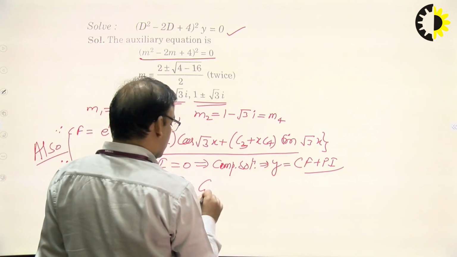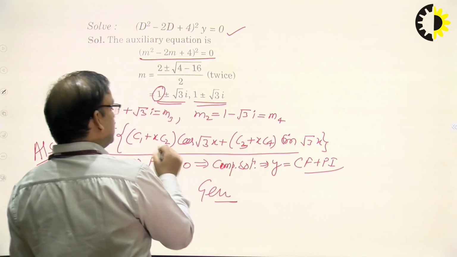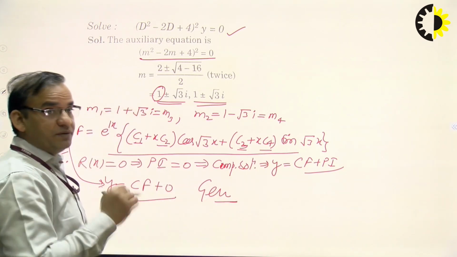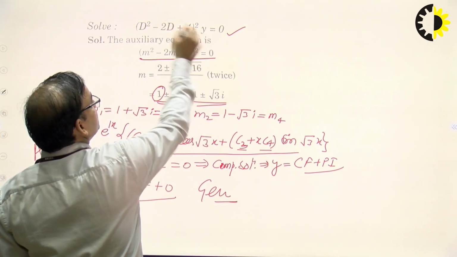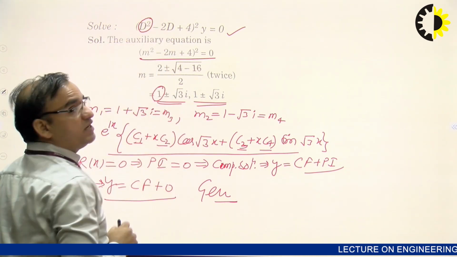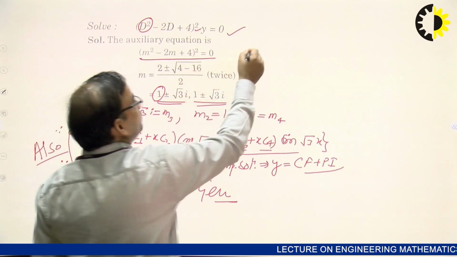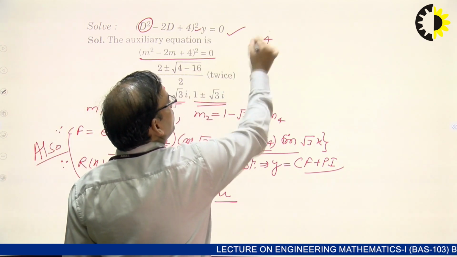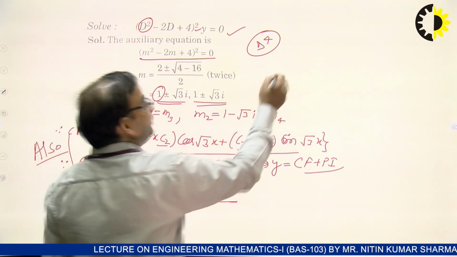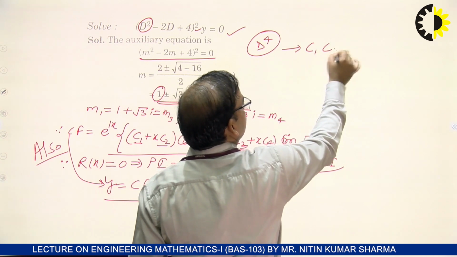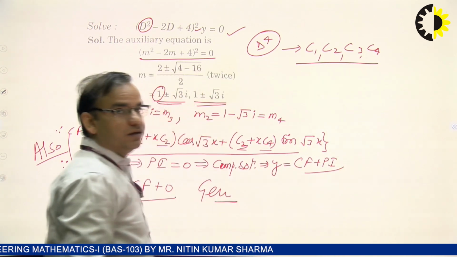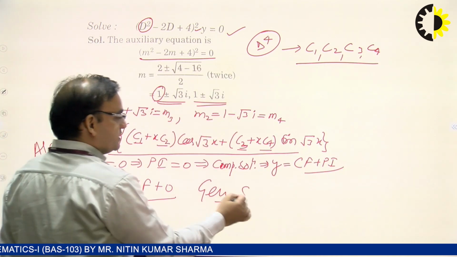Why are we calling it a general solution? This solution is general because we have 4 arbitrary constants C1, C2, C3, C4, and the order of this equation is 4. Why? Because the highest power in this polynomial is D square, and after squaring it you get a polynomial with maximum power 4. The order of the differential equation is 4. This is why we have used 4 arbitrary constants, so the solution is the general solution here.